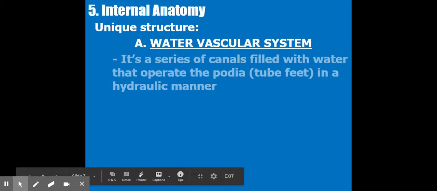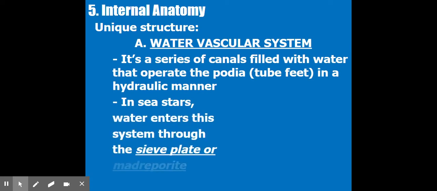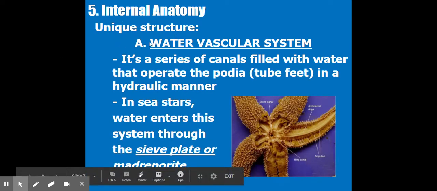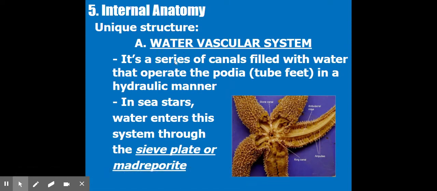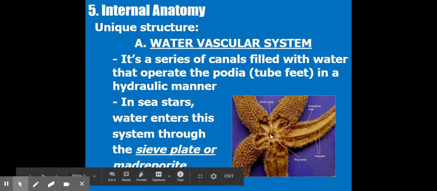All right, now let's talk about the internal structure of an echinoderm. One important system that they have, remember they're organized at the system level, is the water vascular system. This is really unique to phylum Echinodermata and really important to their overall survival. The water vascular system includes a series of canals that are filled with water. The water is brought into the body through the madreporite, the mother of all pores, like a sieve plate.